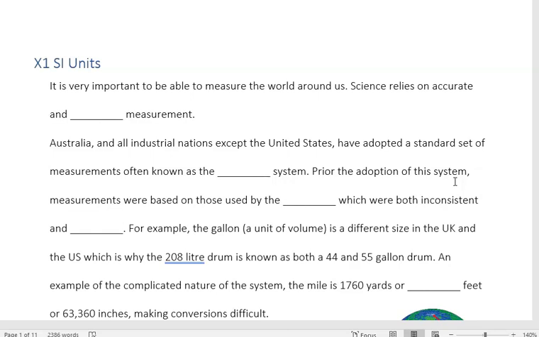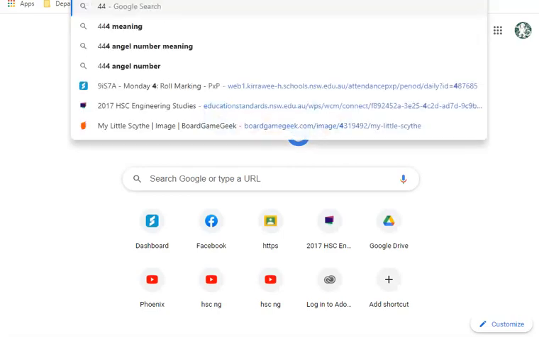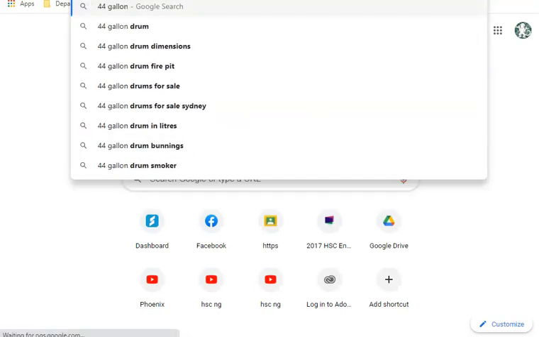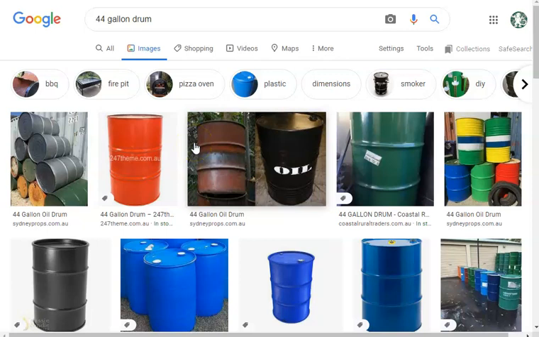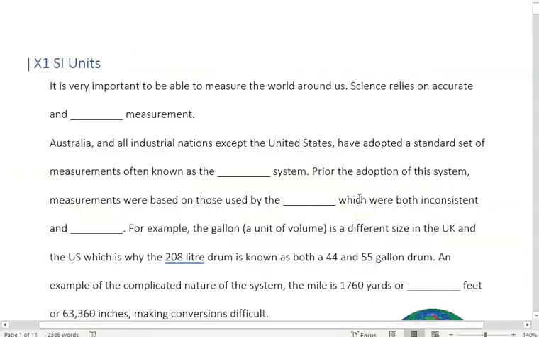For example, a gallon, which is a unit of volume, is about 4 liters. So you can buy a gallon jug, which is a different size in the US and the UK, which is why a 208 litre drum is known as both a 44 and a 55 gallon drum. I'm sure that you'd be familiar with this quintessential drum. Oil is measured in drums. The size of those depends on if you're in the UK or the US, because they have different measurements. So the standard notation is a 208 litre drum.